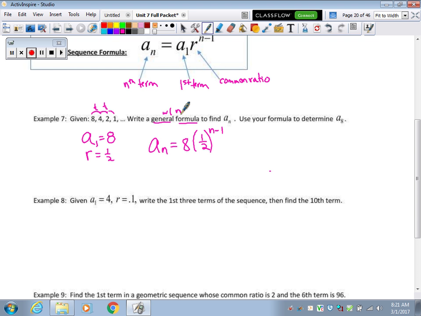Then second part, use your formula to actually figure out A8. So starting with an 8, multiply by 1/2, 8 minus 1 times. So that's 8 times 1/2 to the 7th power. And that is 1/16.